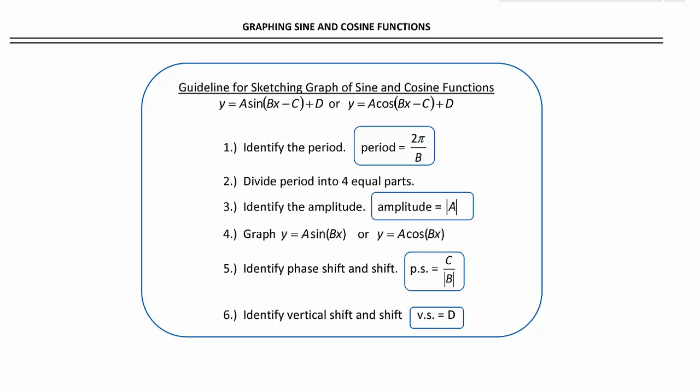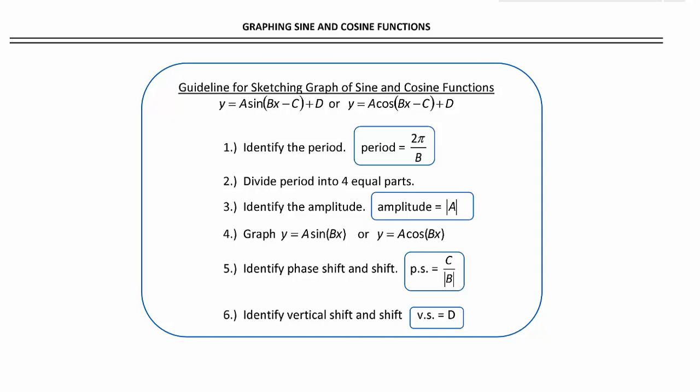This video is going to show us how to graph sine and cosine functions. Recall that trig functions are periodic, which means that they repeat every so often. Our standard period for sine and cosine is 2 pi, because that's one whole trip around the circle. So these are our basic guidelines for sketching a graph of sine and cosine functions.